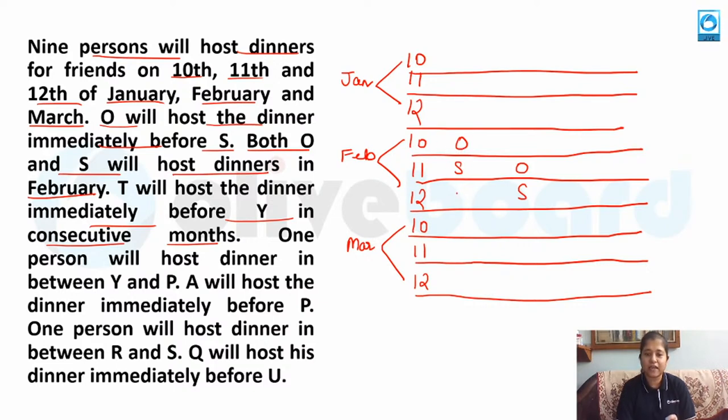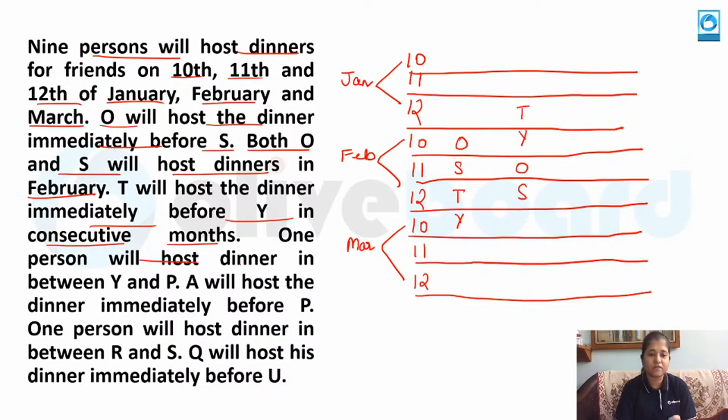So where will T and Y come? T and Y will come here. Similarly, in the second case, we cannot place T and Y at 12th February and 10th March because 12th February is already taken. So we have to take 12th January and 10th February. So T and Y will be like this.